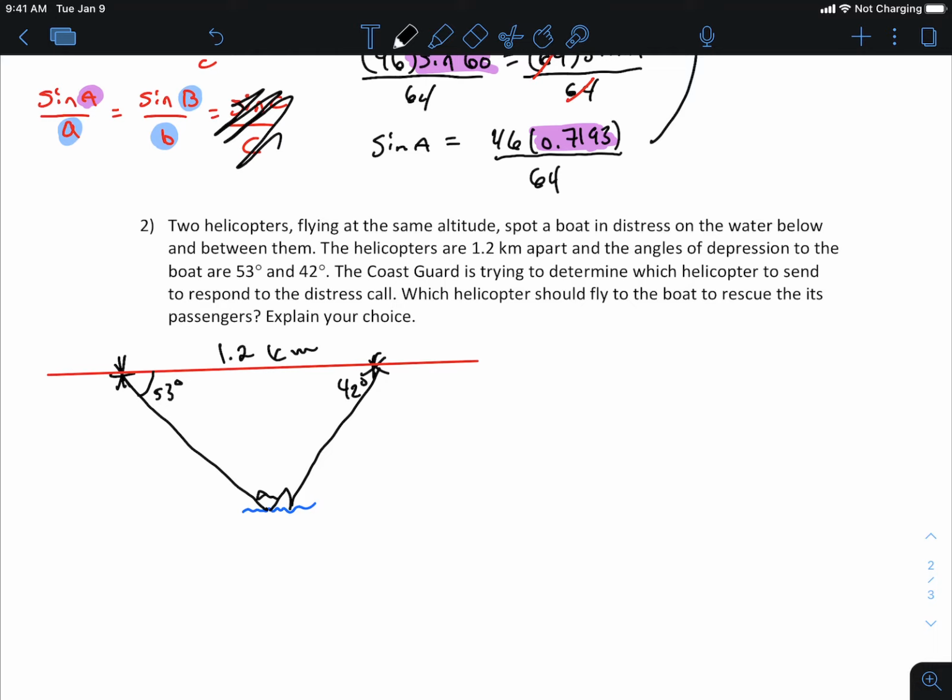What information am I trying to find here? What do these 2 side lengths represent? Yeah, that's how far each helicopter is from the boat, right? So I'm going to have to solve for those 2 side lengths, see which one's smaller, and then that's the helicopter that you're going to send there.